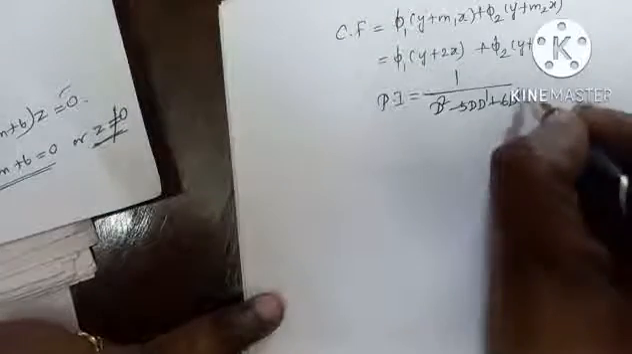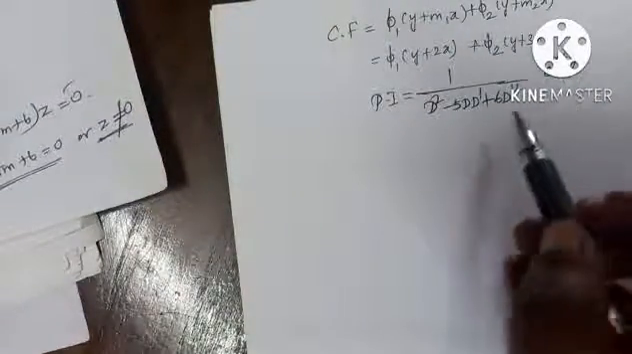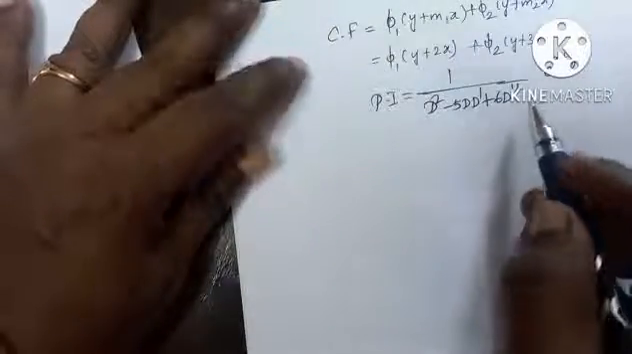Next, to find PI. What is PI? PI is 1 by function of D comma D dash into R of x comma y. R of x comma y is e power x plus y. So what is PI? 1 divided by D square minus 5 D D dash plus 6 D dash square, e power x plus y. 1 by function of D comma D dash into R of x comma y is the rule. This is our D dash, right? Function of D dash.